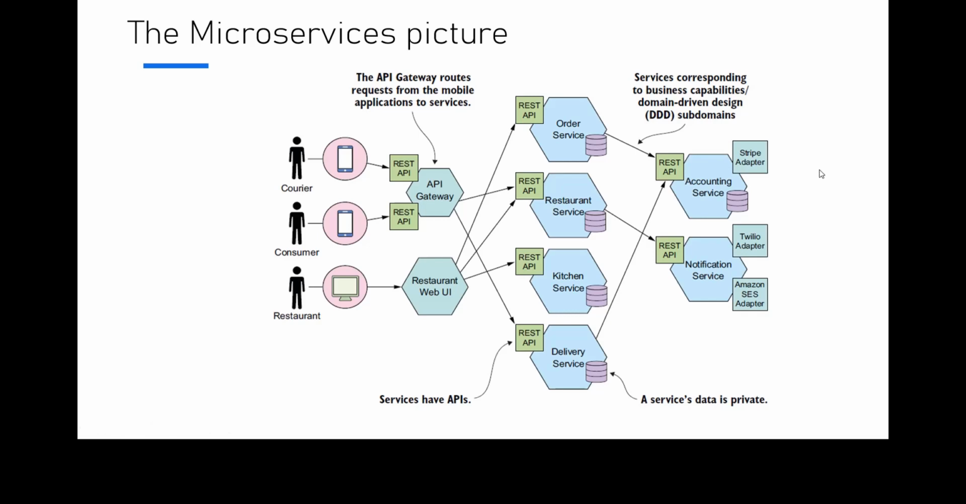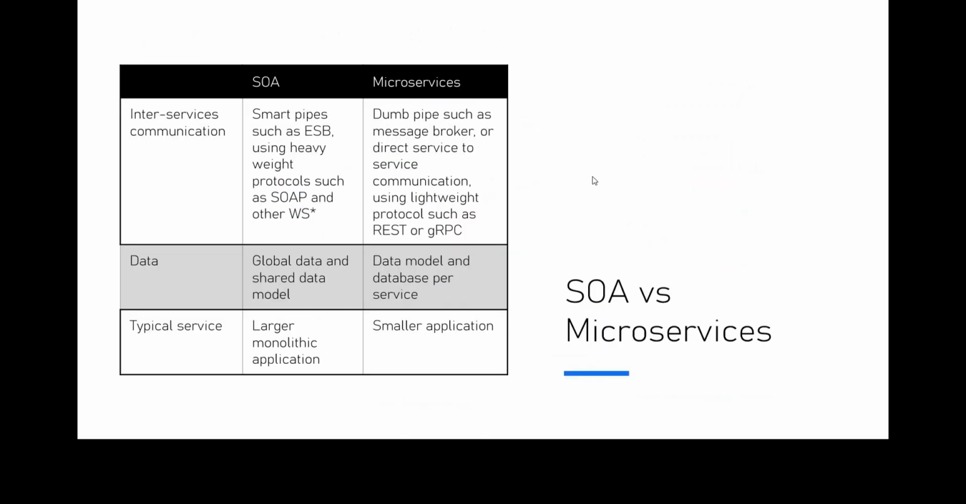Now, that could be, let's say, a messaging service, and in this case it is the Amazon SES adapter, Twilio adapter, and a Stripe adapter. And in the center, you have all your core business functionality, which is the services corresponding to business capability. Domain driven design and subdomain is a session we're going to cover later, on how we do a functional decomposition and how we arrive at services. It's essentially really an art. There's really no science, but once we get there, we'll talk more about it.